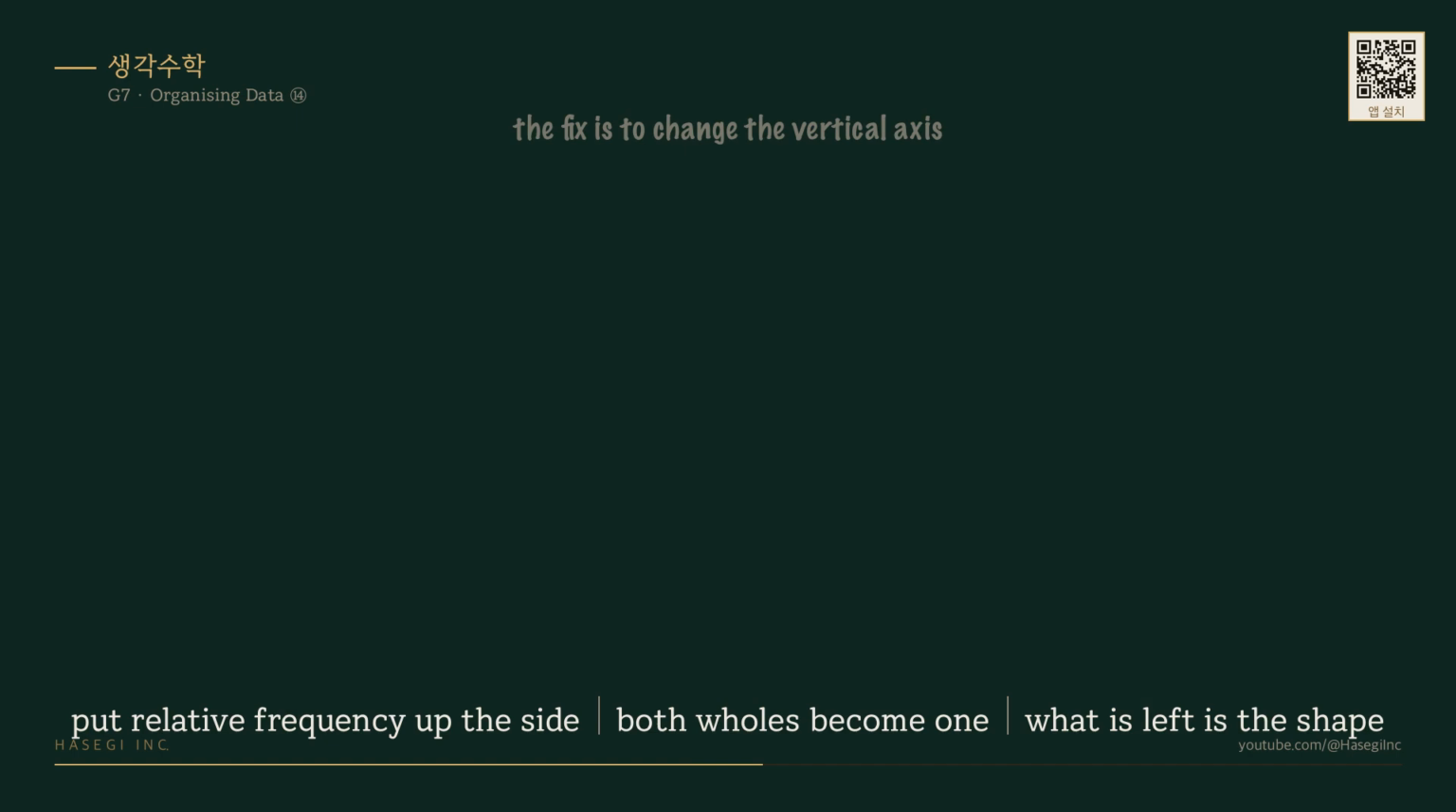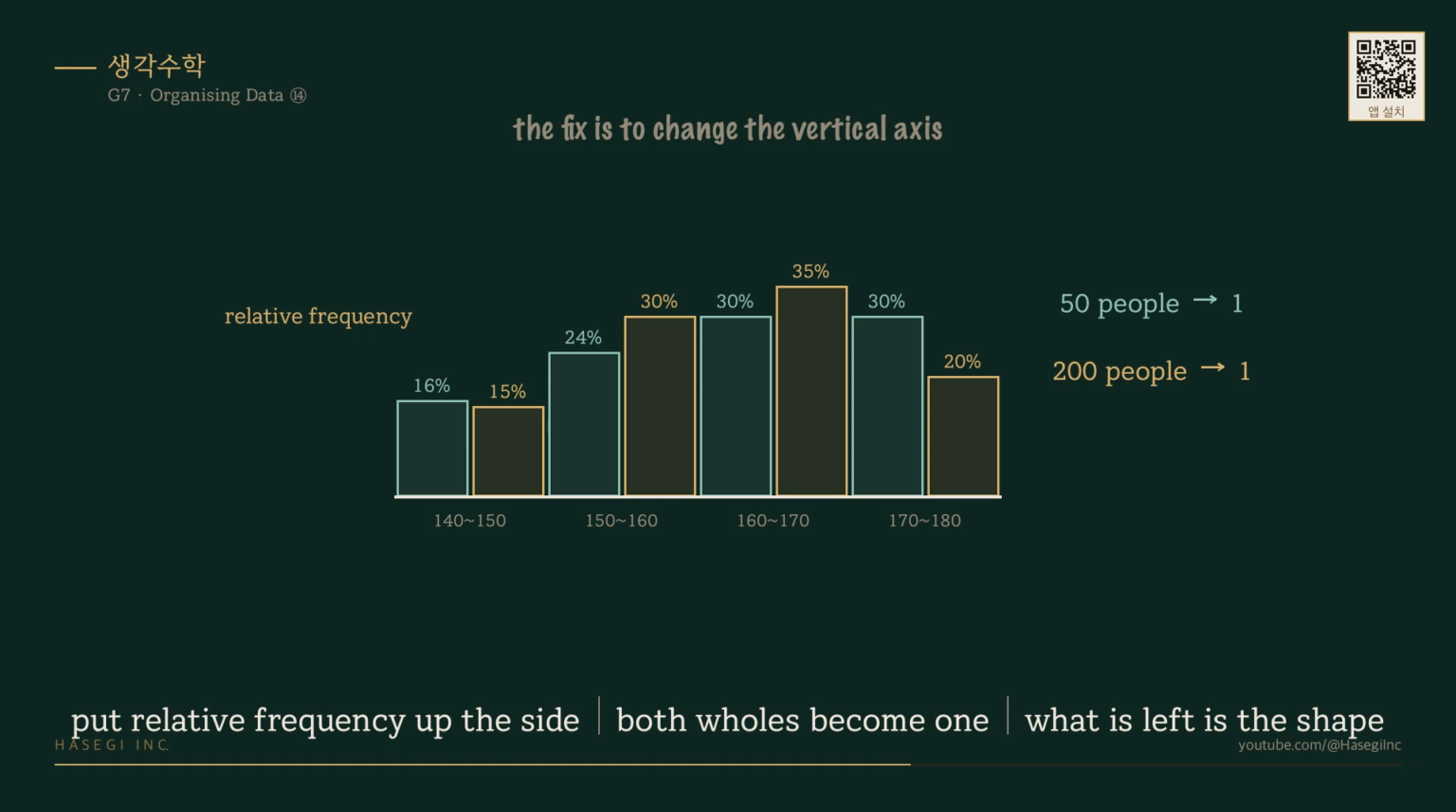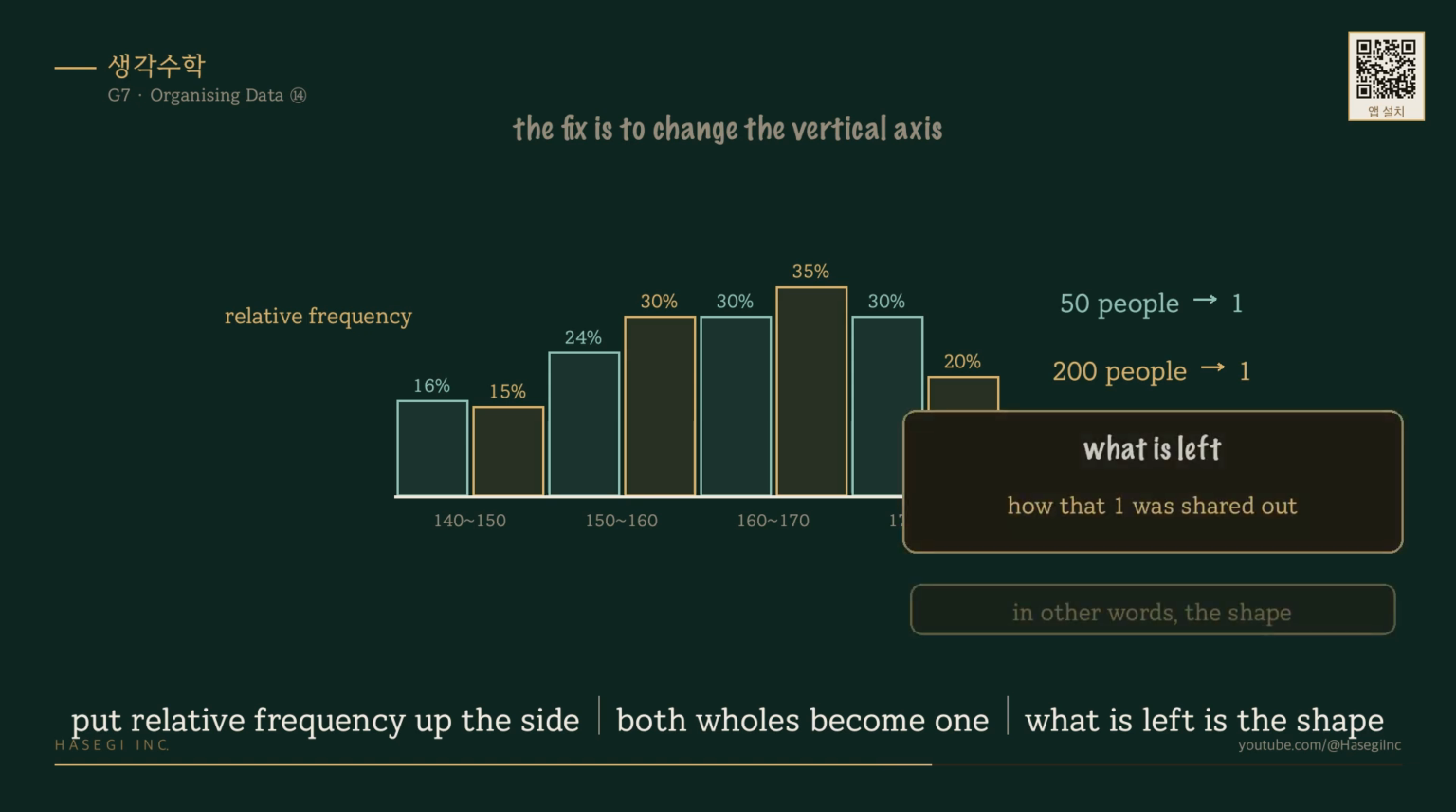The fix is to change the vertical axis. Put relative frequency up the side instead of frequency, and both groups have their whole set to 1. 200 becomes 1. 50 becomes 1. Size has been erased, so all that is left is how each group shared that 1 out. Which is to say, the shape.